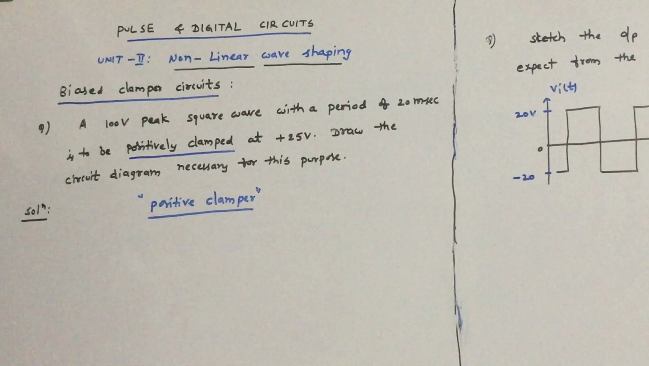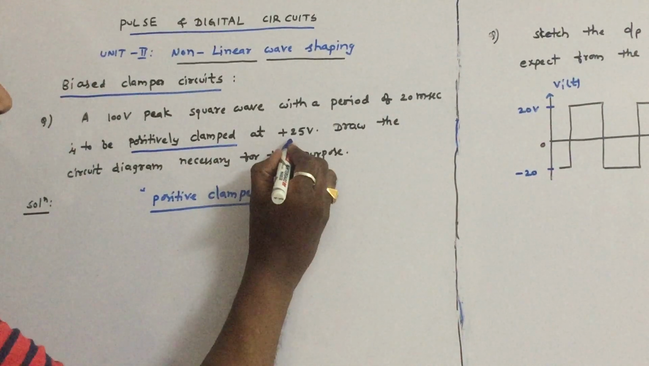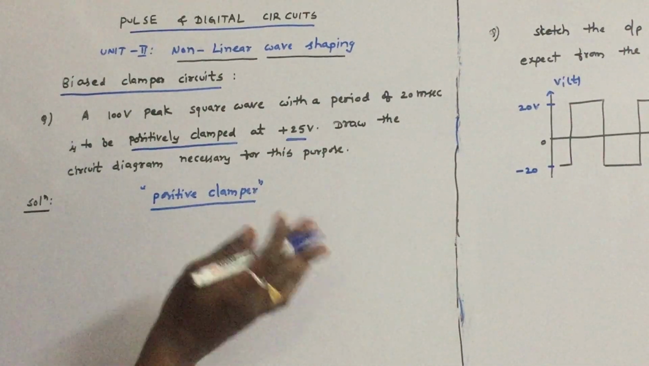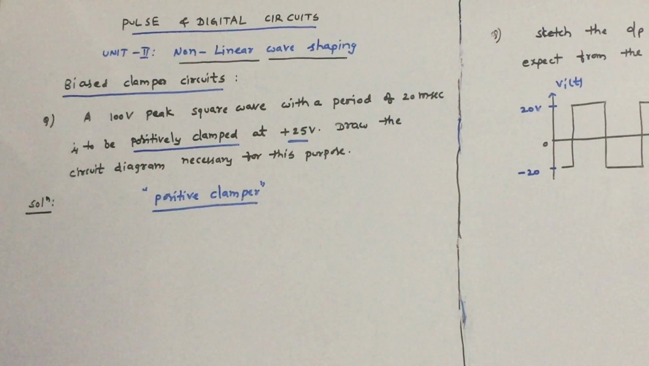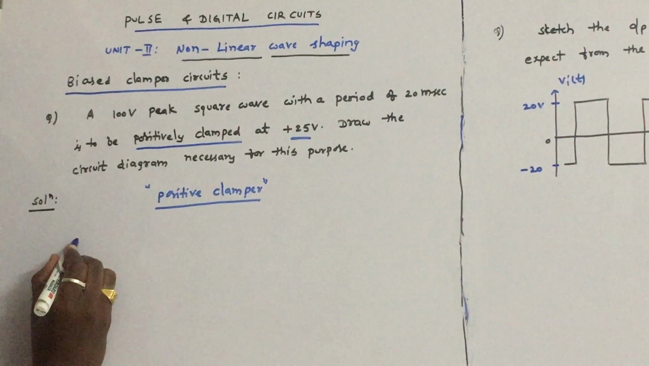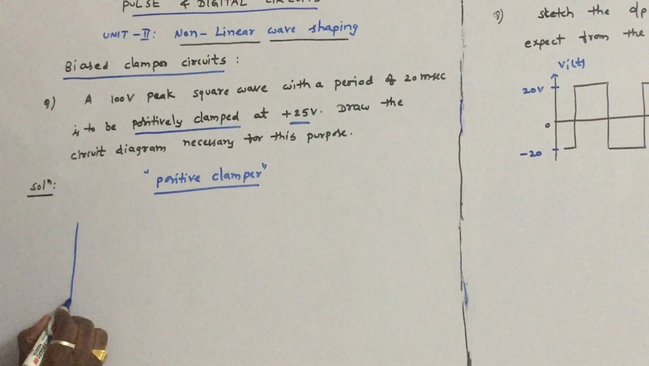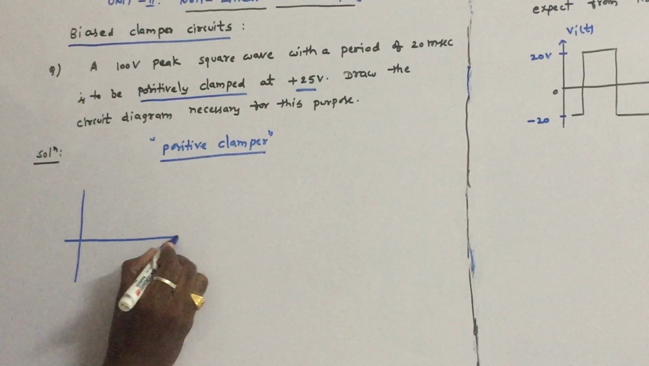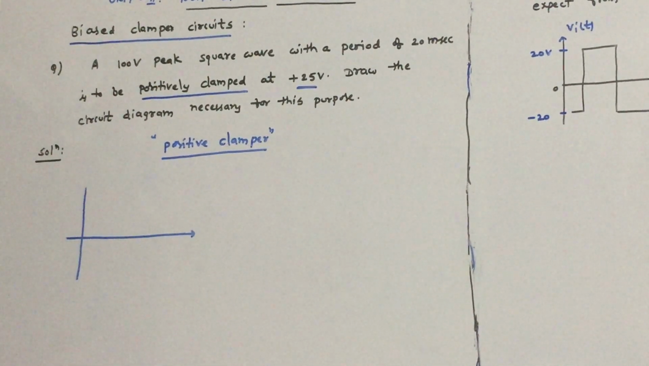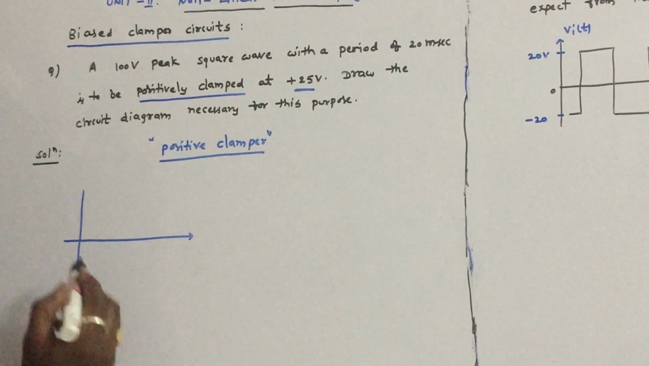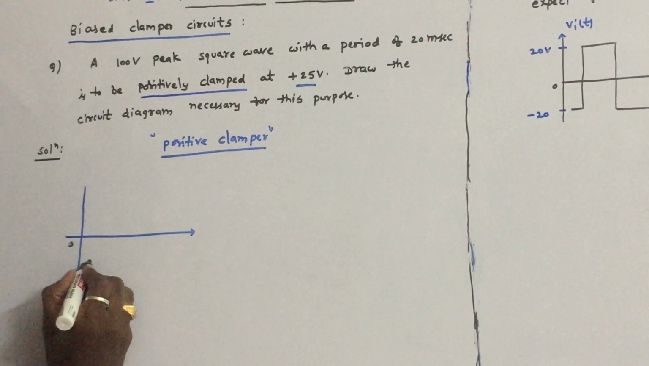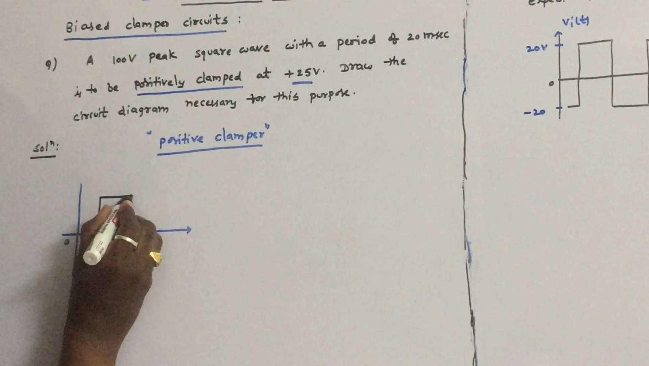And again, what we have to clamp at plus 25 volts. So first let us draw the input waveform. What is the input waveform given? The input is given as a square wave. You can draw the square wave like this.